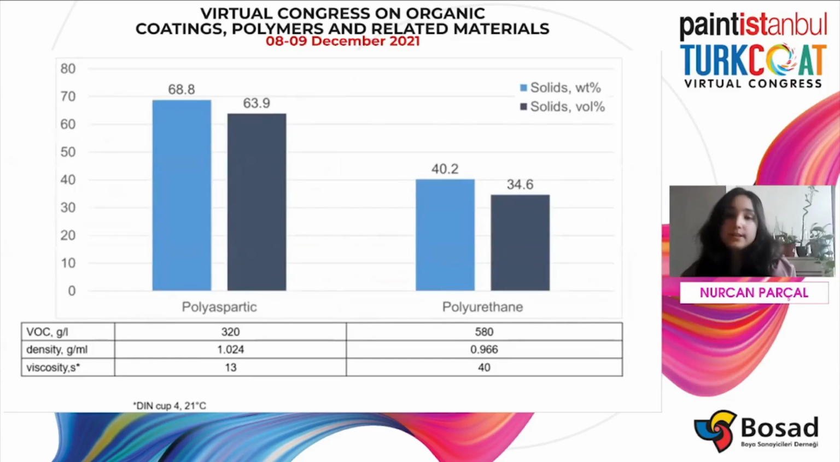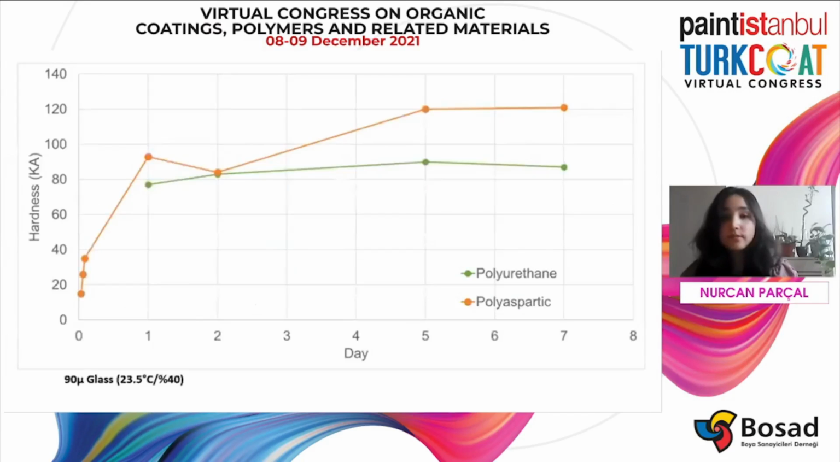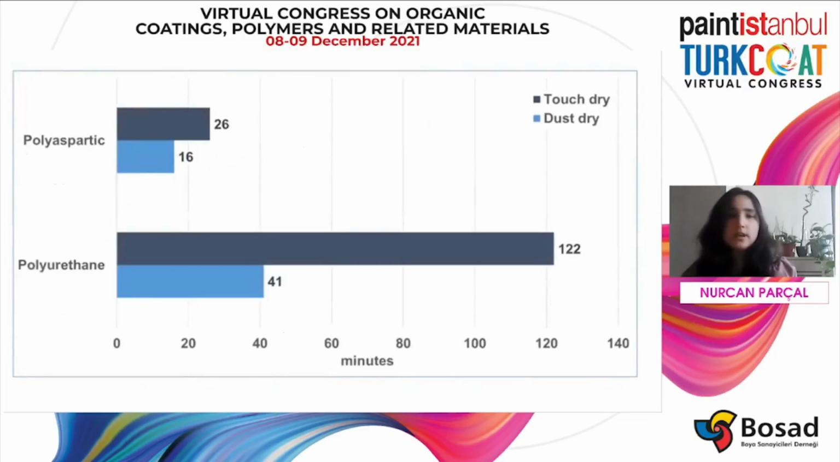Also, the polyaspartic that we prepared is in accordance with VOC regulations of European Union. Hardness test was not possible to conduct for polyurethane during the first day of application because it begins to reach the minimum required hardness for testing after 1 day. Polyaspartic hardens much faster and is harder than polyurethane at the end of the measurement. As expected, dry to touch time is a lot shorter for polyaspartic, in addition to dust-free time.